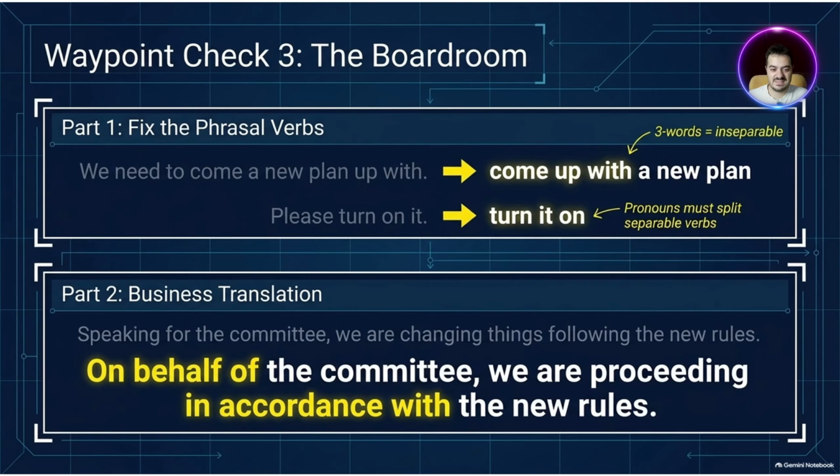Now, let's look at the business translation. Speaking for the committee, we are changing things following the new rules. This is correct. However, there is a better business version. On behalf of the committee, we are proceeding in accordance with the new rules.